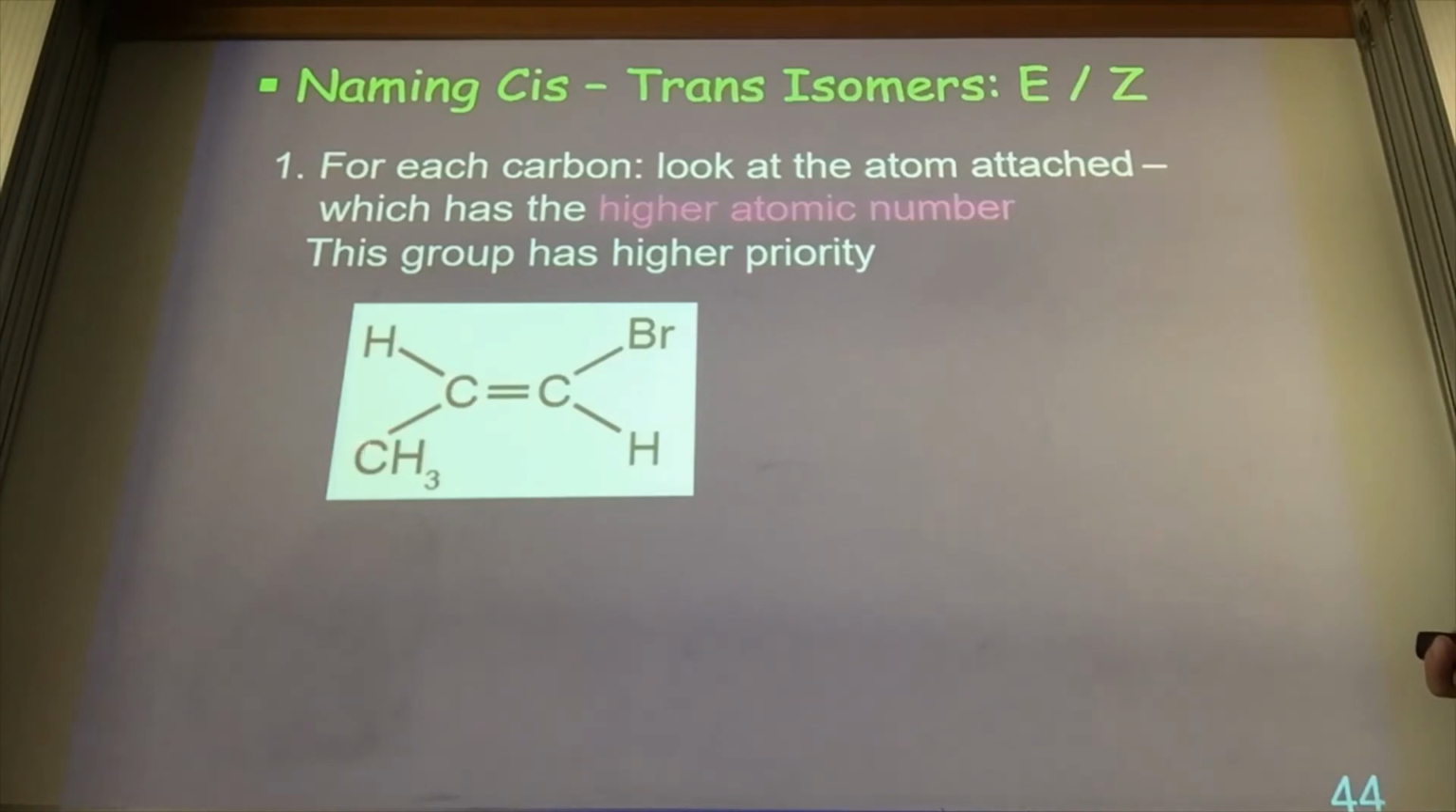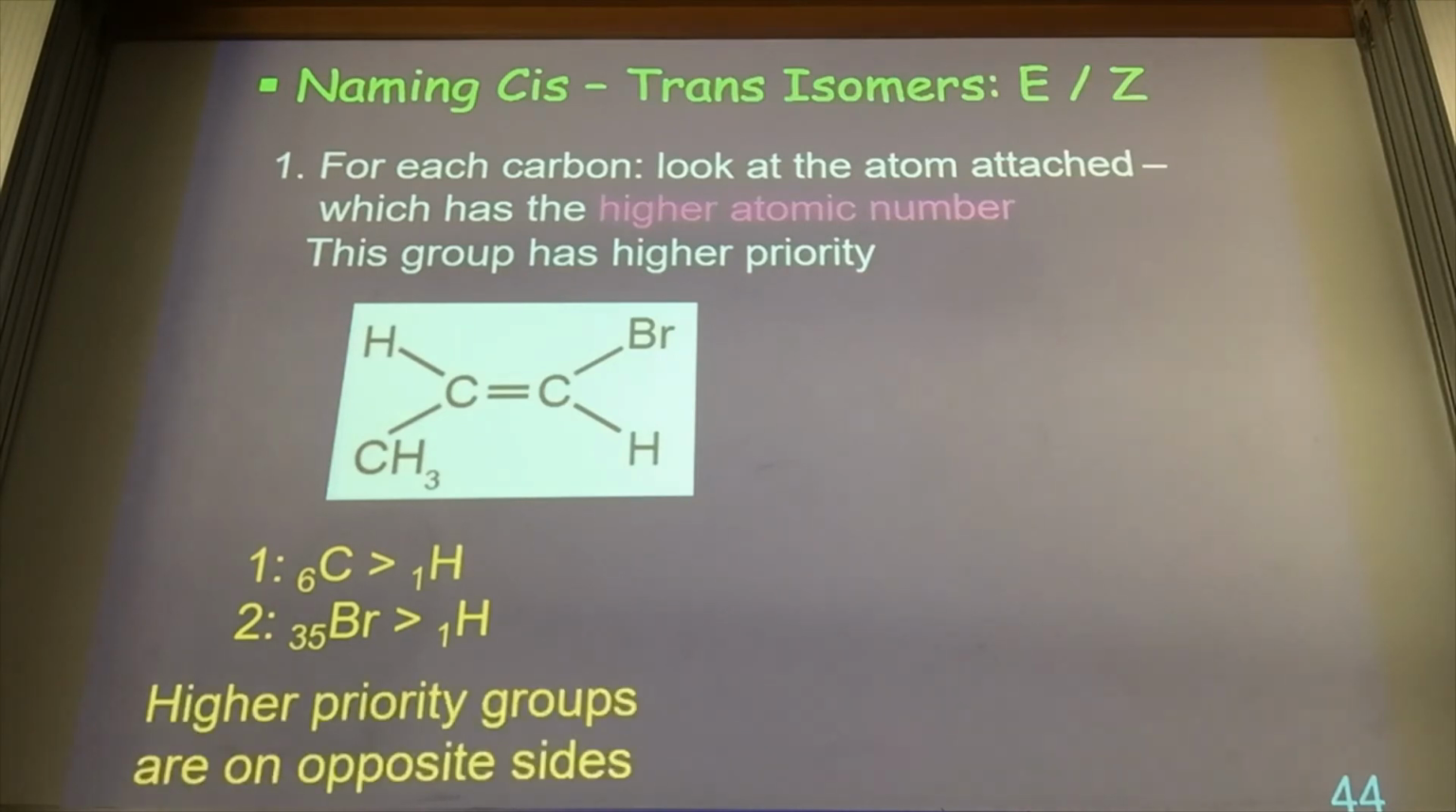So on this side, carbon has an atomic number of 6, hydrogen has an atomic number of 1. So carbon has a higher atomic number, it takes priority. This side, bromine has an atomic number of 35. Hydrogen, of course, has an atomic number of 1, so bromine takes priority. So in this case, we look at the carbon and the bromine. They are on opposite sides.